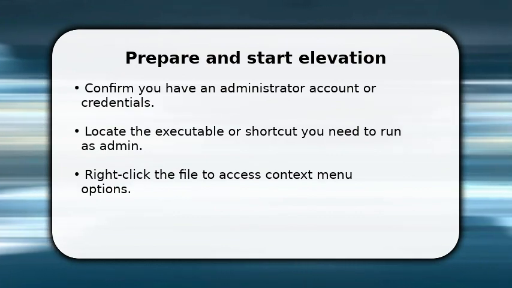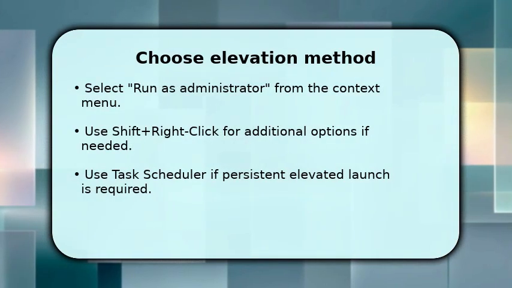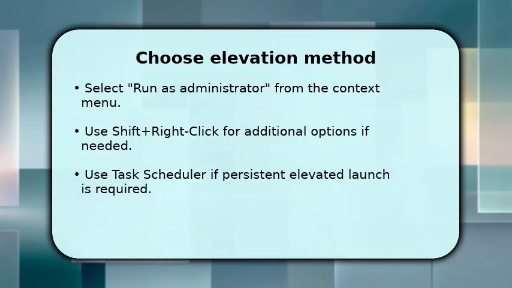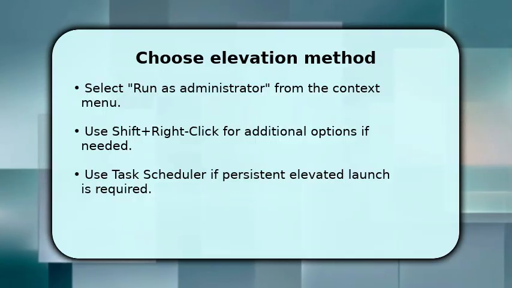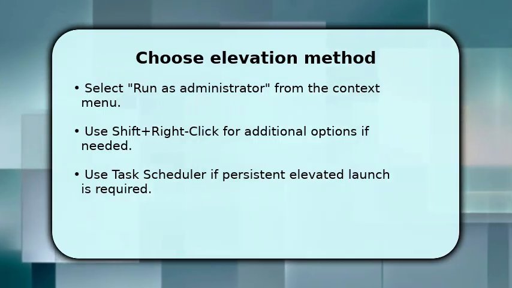Click Run as administrator to trigger User Account Control and elevate privileges. This is the direct method that works immediately. Once UAC appears, enter credentials or accept the prompt depending on your setup, and the process runs elevated.